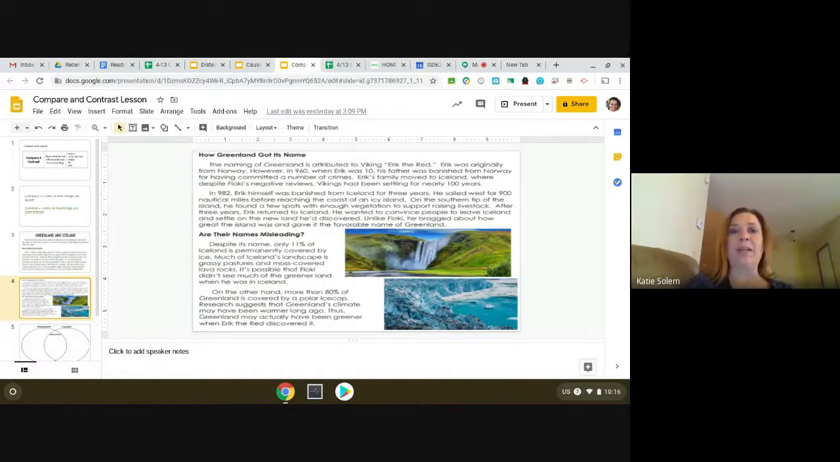The naming of Greenland is attributed to the Viking Eric the Red. Eric was originally from Norway. However, in 960, when Eric was 10, his father was banished from Norway for having committed a number of crimes. Eric's family moved to Iceland, where, despite Floki's negative reviews, Vikings had been settling for nearly 100 years. In 982, Eric himself was banished from Iceland for 3 years.